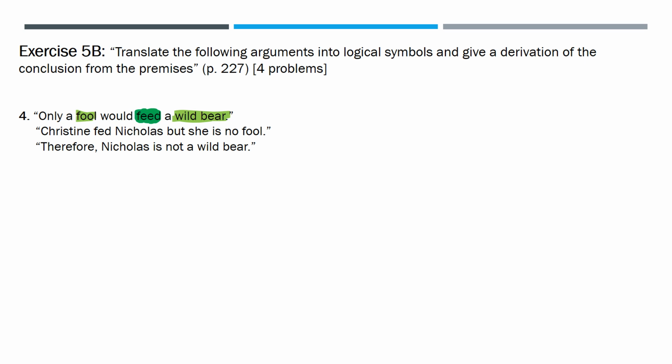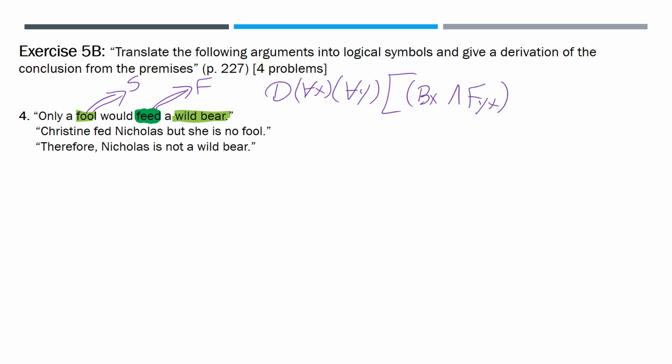The antecedent, so to speak, always will announce our variables x and y. Our consequent will end up at one of those variables being a fool, which we will just label S, for stupid, and F will just be for feed. So for premise 1, we'll say for all x, for all y, parentheses, Bx and Fyx. X is a bear and y feeds x, arrow, Sy.